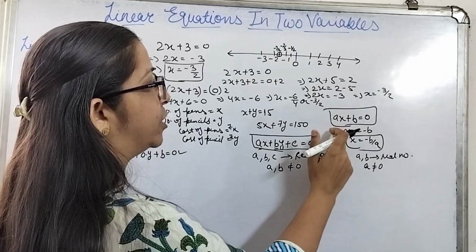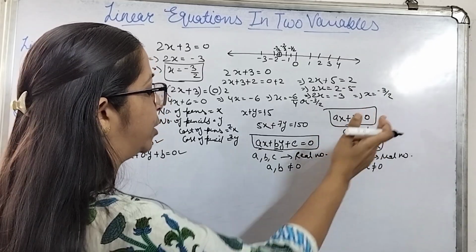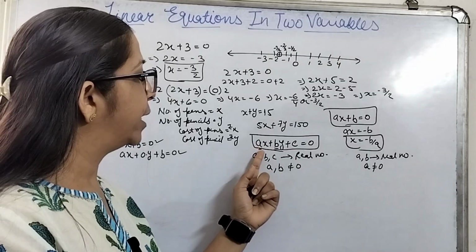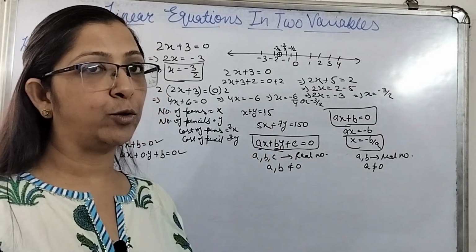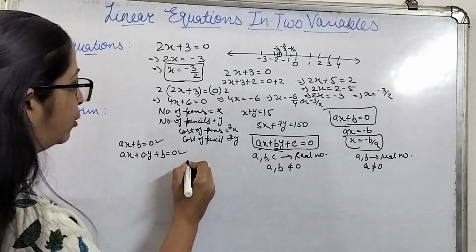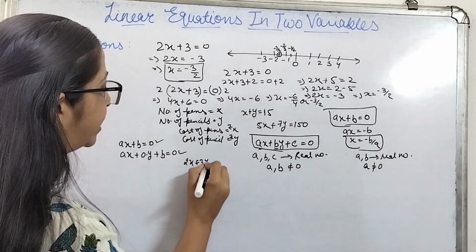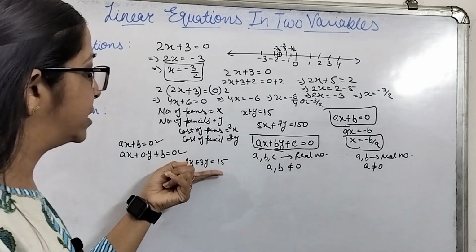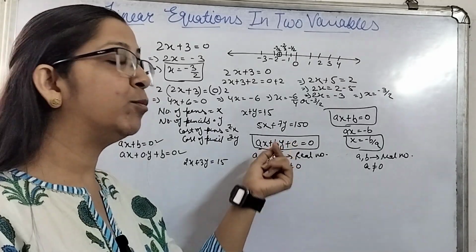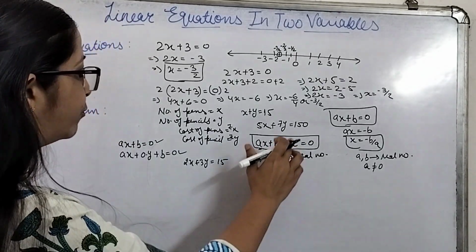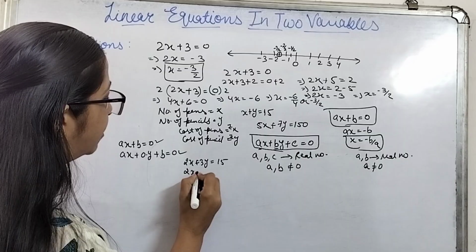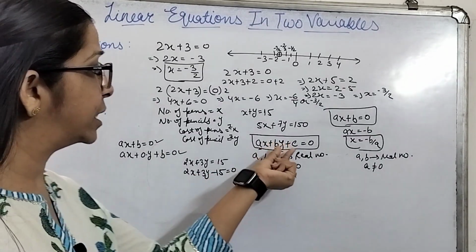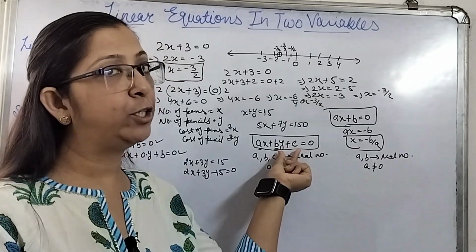The standard form of a linear equation in one variable is ax plus b equivalent to 0, and the standard form of a linear equation in two variables is ax plus by plus c equivalent to 0. If your equation is something like 2x plus 3y is equivalent to, say, 15, suppose. So if we have to convert this into the standard form of a linear equation in two variables, then what we will do is 2x plus 3y minus 15 equivalent to 0, because this is the standard form of a linear equation in two variables.